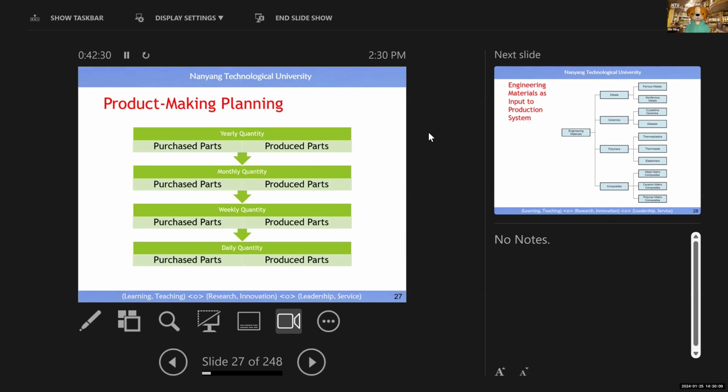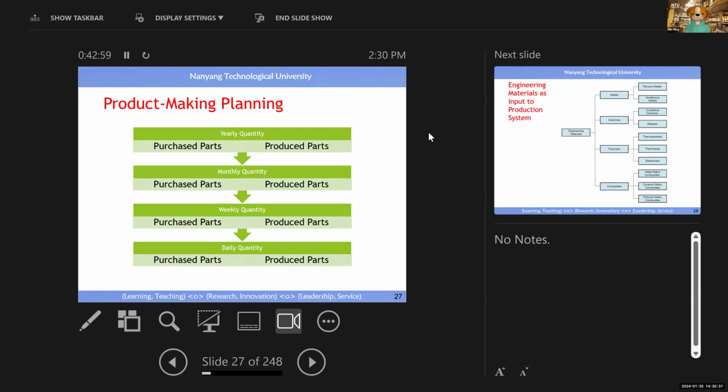Once you have input to the production system, the first thing to do is the product making planning, right? You need to know where to buy the key component indicated by the designer. The designer says, okay, this key component just buy from supplier, no need to make in-house, right? Then you need to schedule a plan for how to do the purchase. And some of the key components are produced in-house. Then you must plan how to produce all these parts.